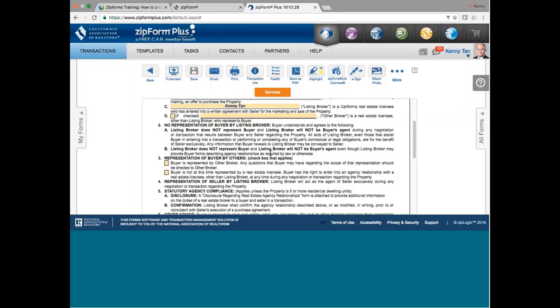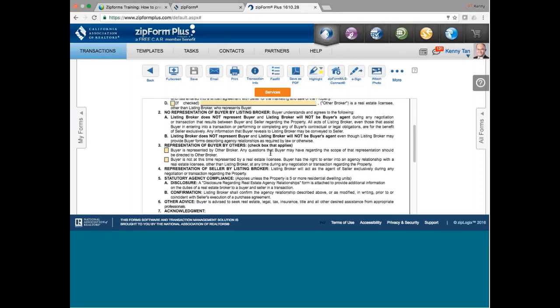It doesn't confirm the agency relationship between the person providing the form and the person receiving the form. It only spells out the different duties and obligations of each type of relationship. That's what an agency disclosure is. It's not a confirmation of agency relationship. Okay. Next.